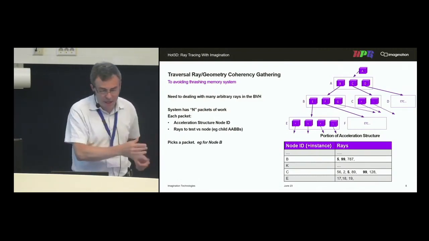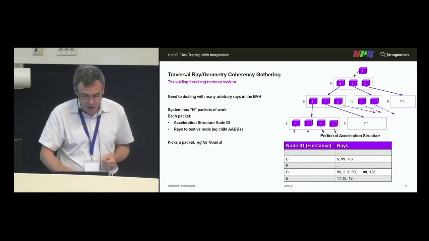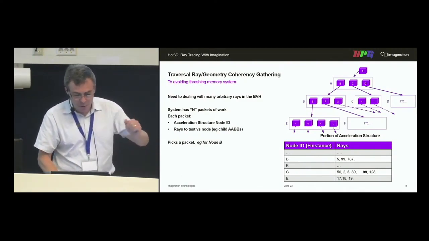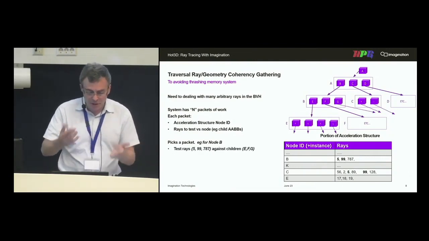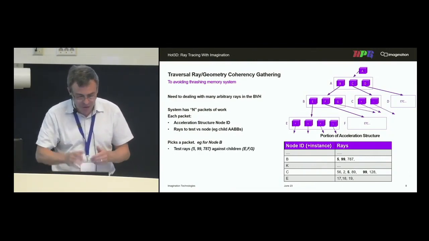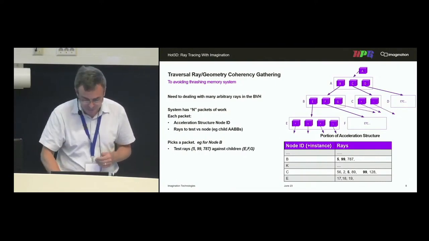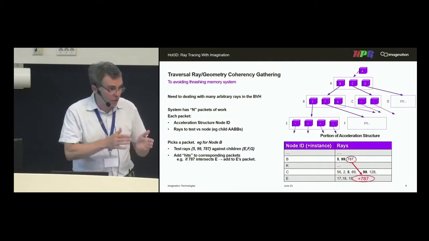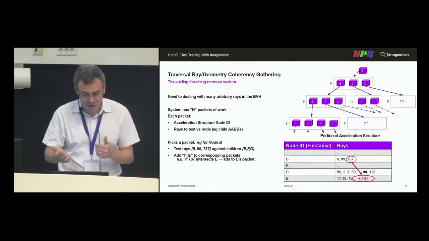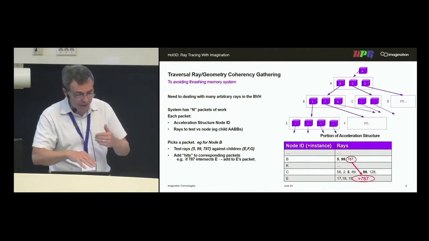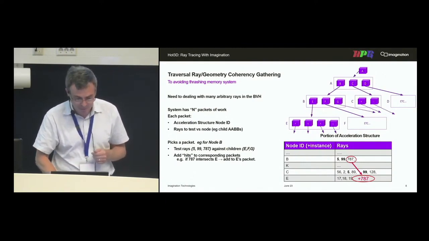So the system picks out a packet using a heuristic. For example, if it picked out node B, then it will want to test rays, say 5, 99, 787 against it, against children E, F, and G. And so any hits that correspond to a box, for example, if 787 intersects box E, that would then get added to E's packet.